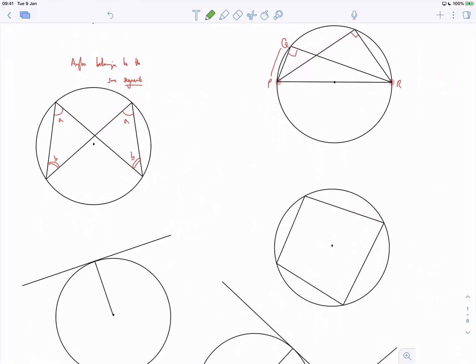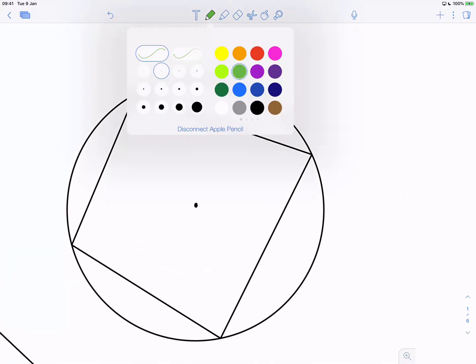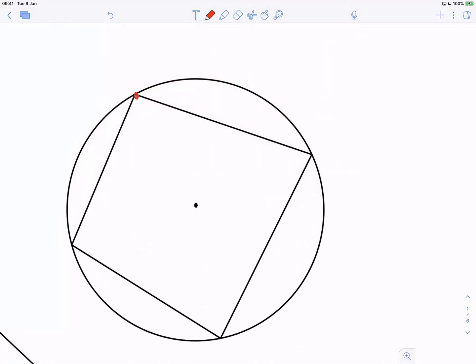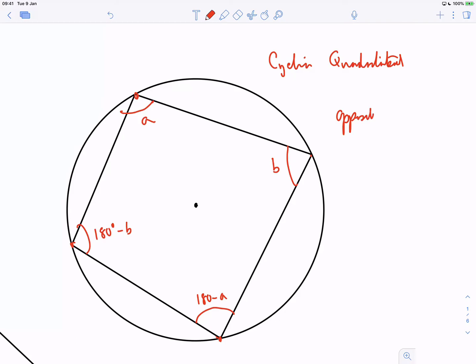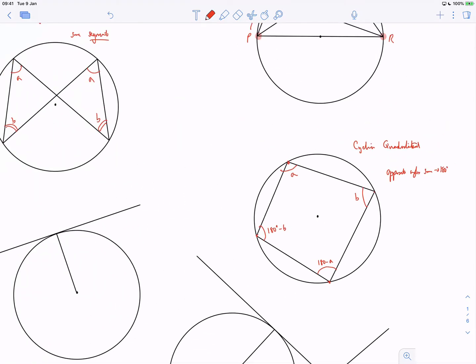Okay. Next up, when you have a 4-sided shape and all of the corners are on a circle, this is called a cyclic quadrilateral. And essentially, if this is A, then the opposite angle is 180 minus A, and if this is B, then its opposite angle is 180 degrees minus B. Okay, so opposite angles sum to 180 degrees. Okay, that's pretty clear.